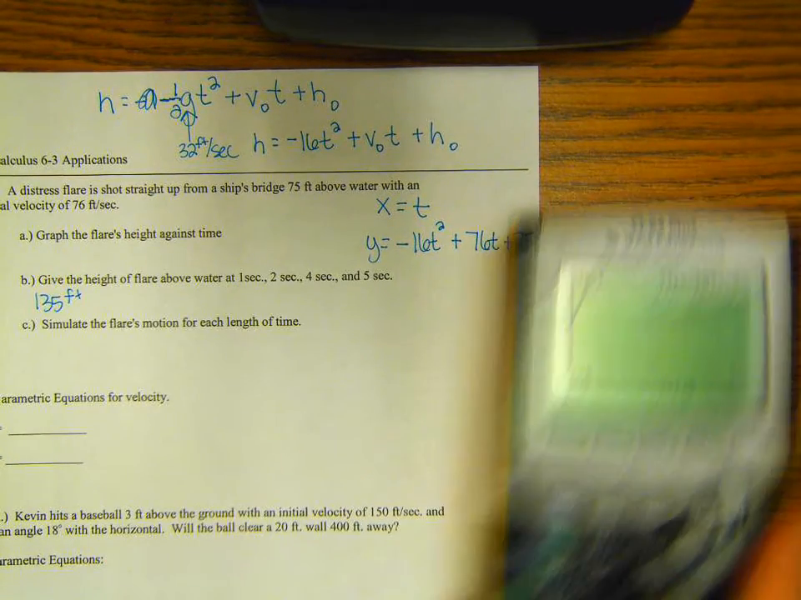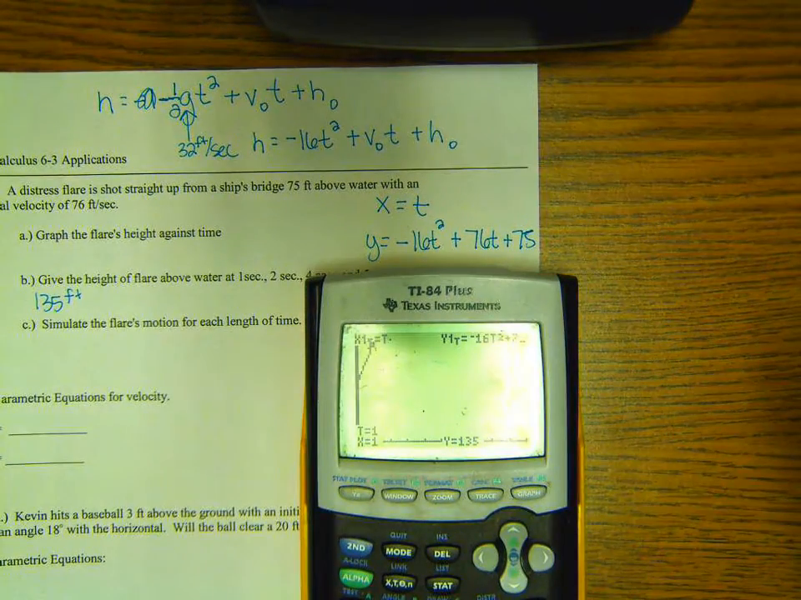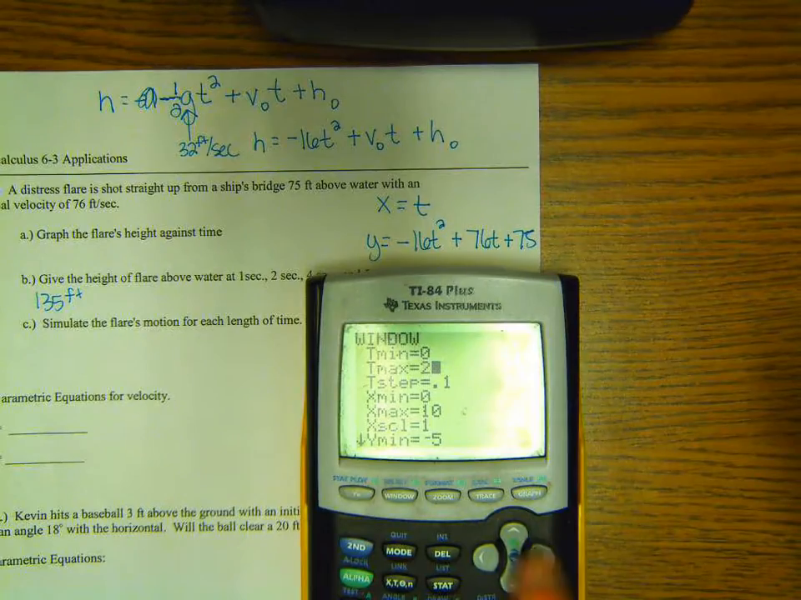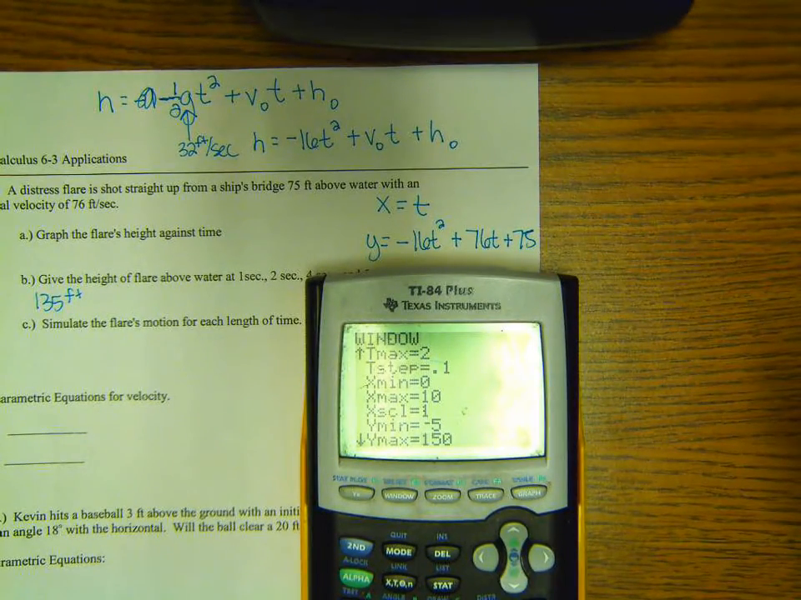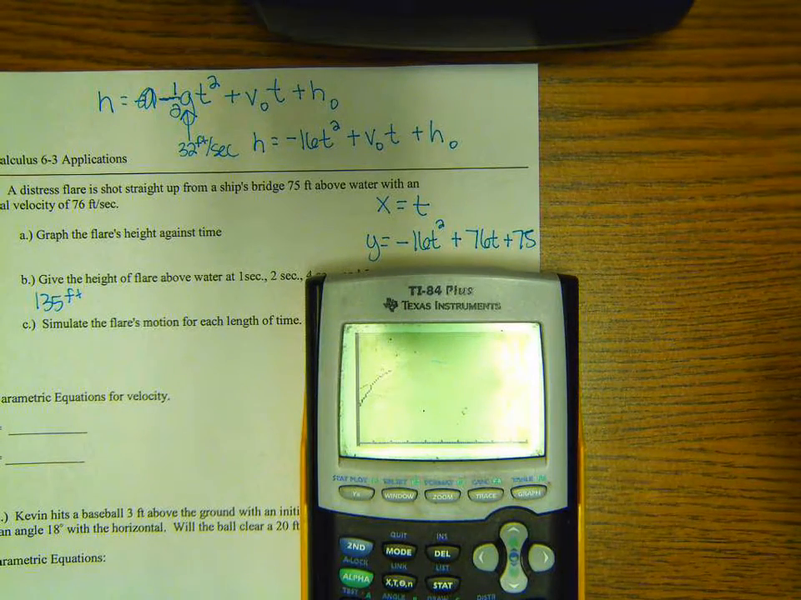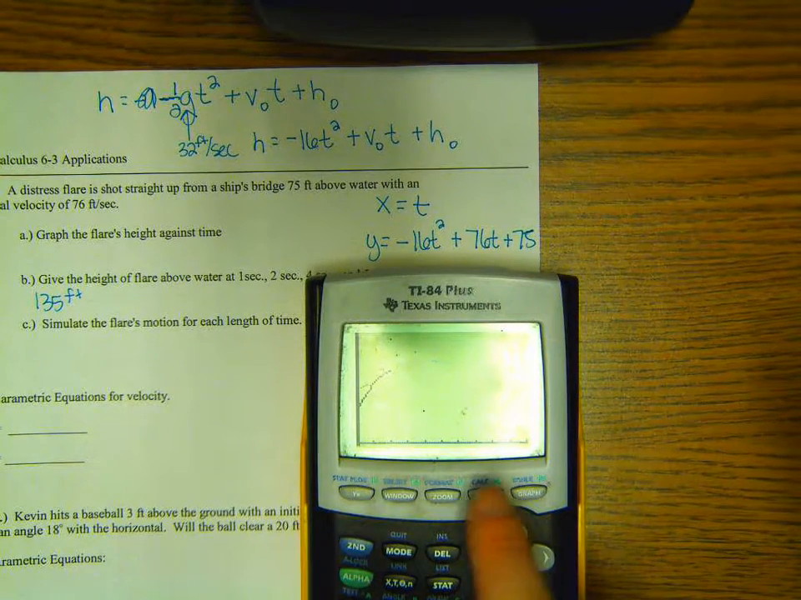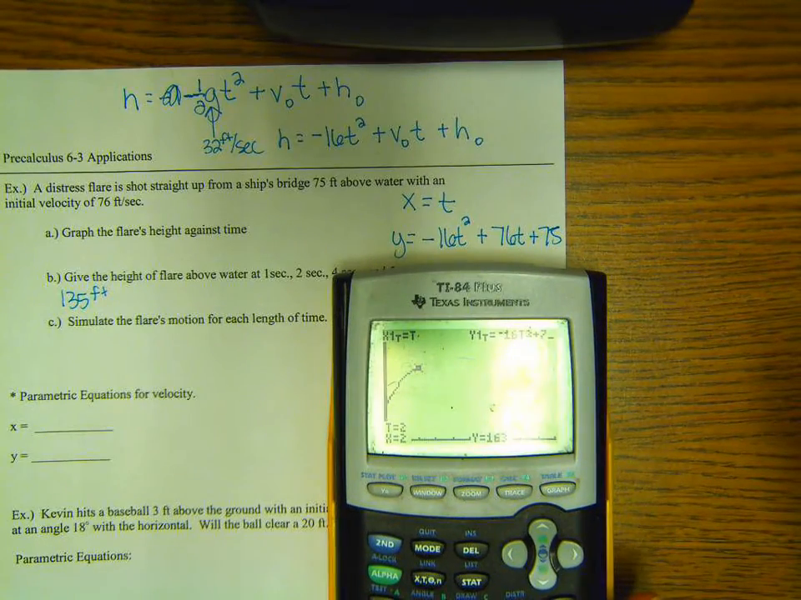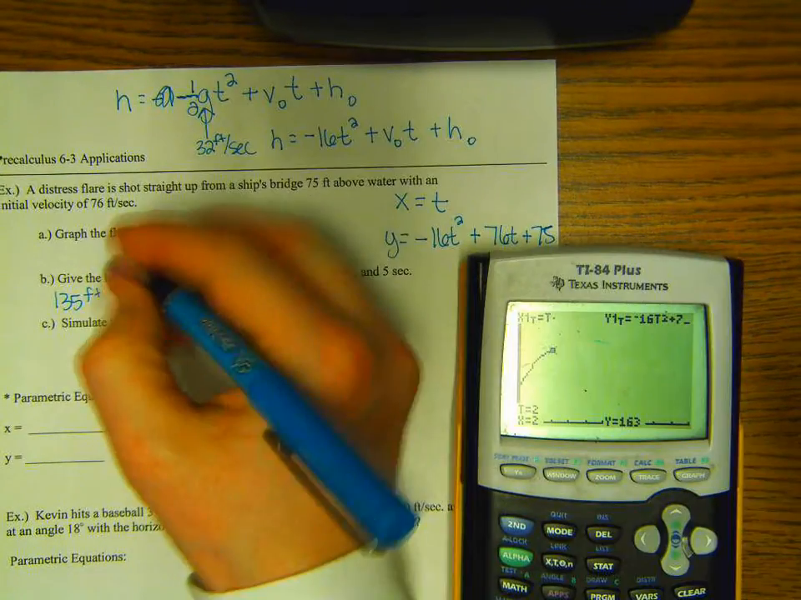Okay. Looks like I'm going to need a little bit more space on the top. So when I set my window the next time, I'm going to do 0 to 2 seconds. And I'm also going to increase my y max. I'll do 250 just to be safe. Okay. So is the flare still on its way up? Looks like it. Getting close to maybe the top. Let's trace that. And at 2 seconds, it's 163 feet.